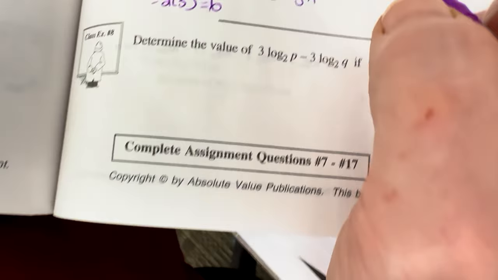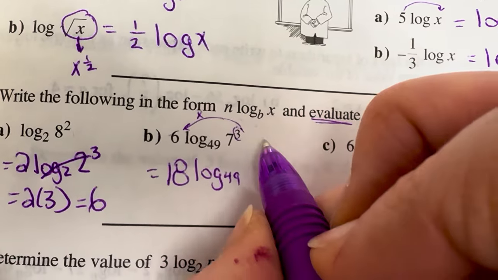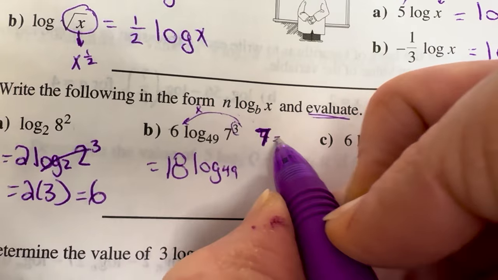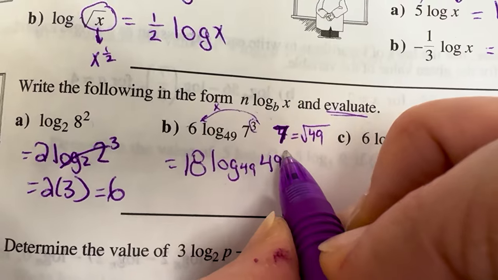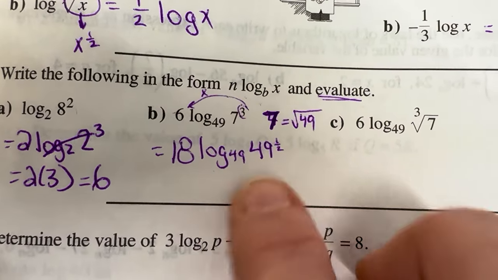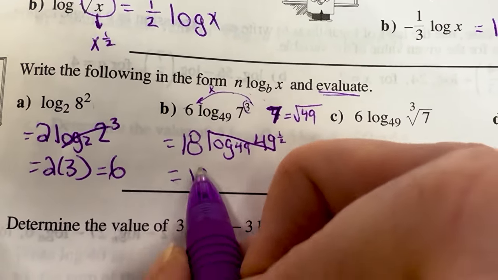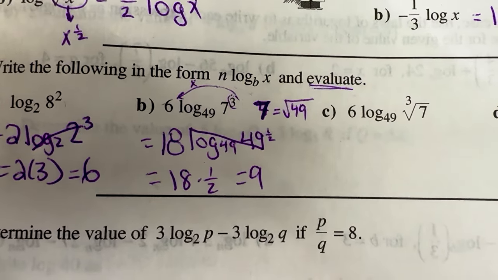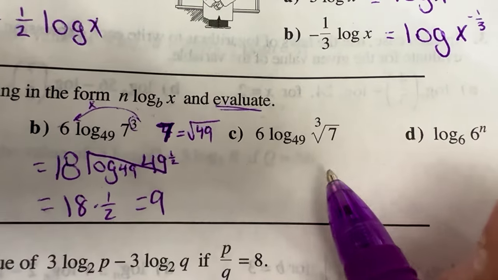And so this is what I would do. I would recognize that 7 is equal to the square root of 49, right? Which is going to be 49 raised to the power of 1/2. So I would change the base because then I can use that simplification and just have 18 times 1/2. So the answer is 9. Okay. That one's a little bit trickier because you have to think kind of backwards, but that's okay.